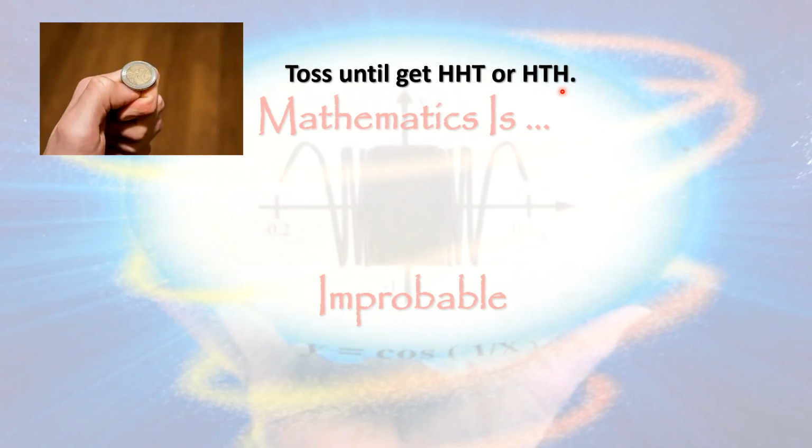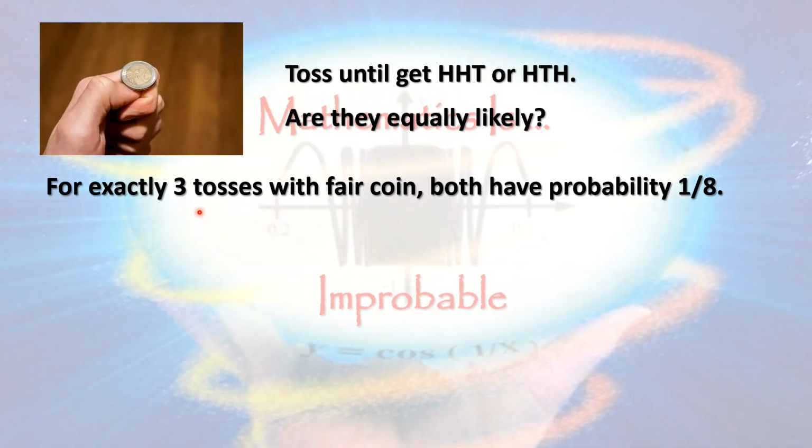Here's one argument. Both sequences have the same probability. For a fair coin, it's 1/2 cubed. Since both sequences have 2 heads, the coin doesn't have to be fair. Therefore, there is no advantage to either player. To me, that sounds reasonable.